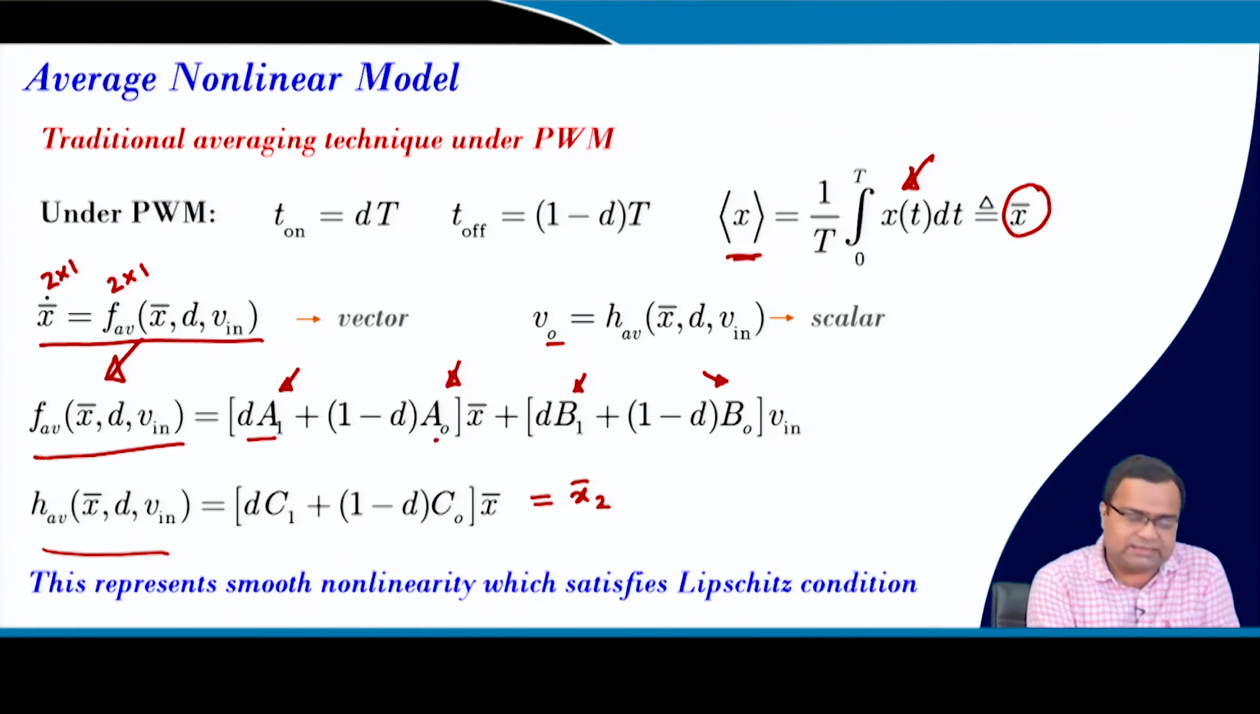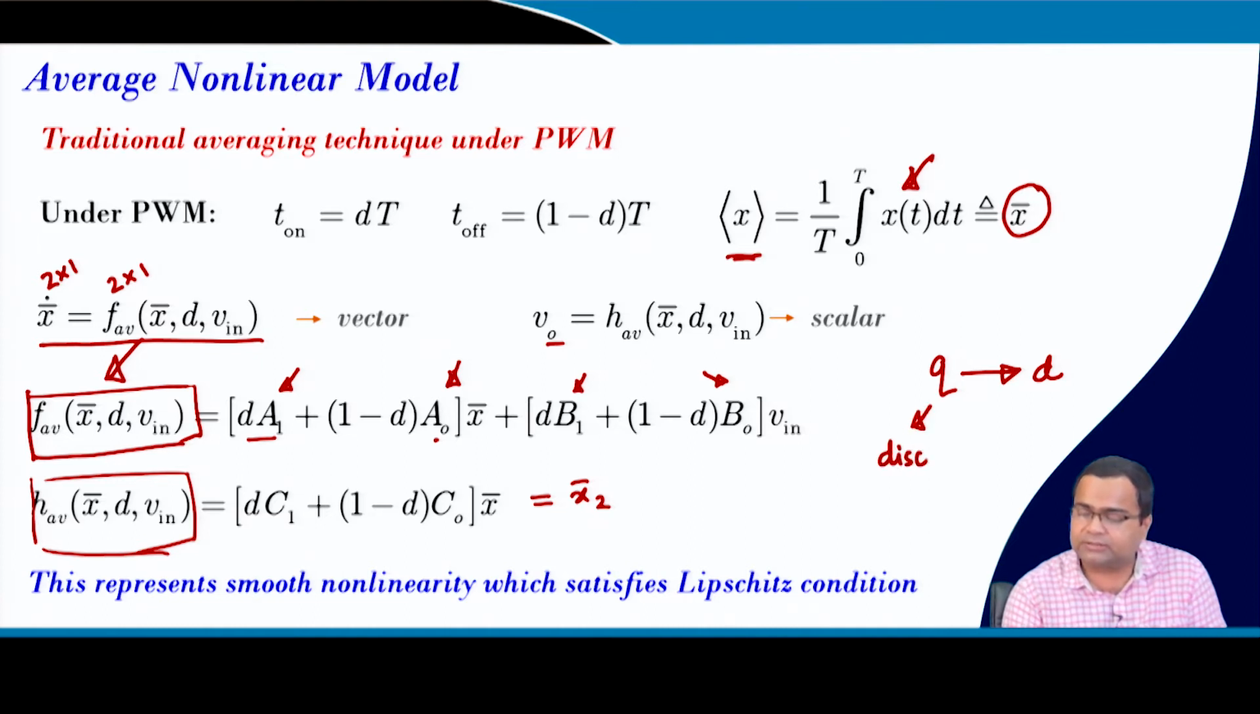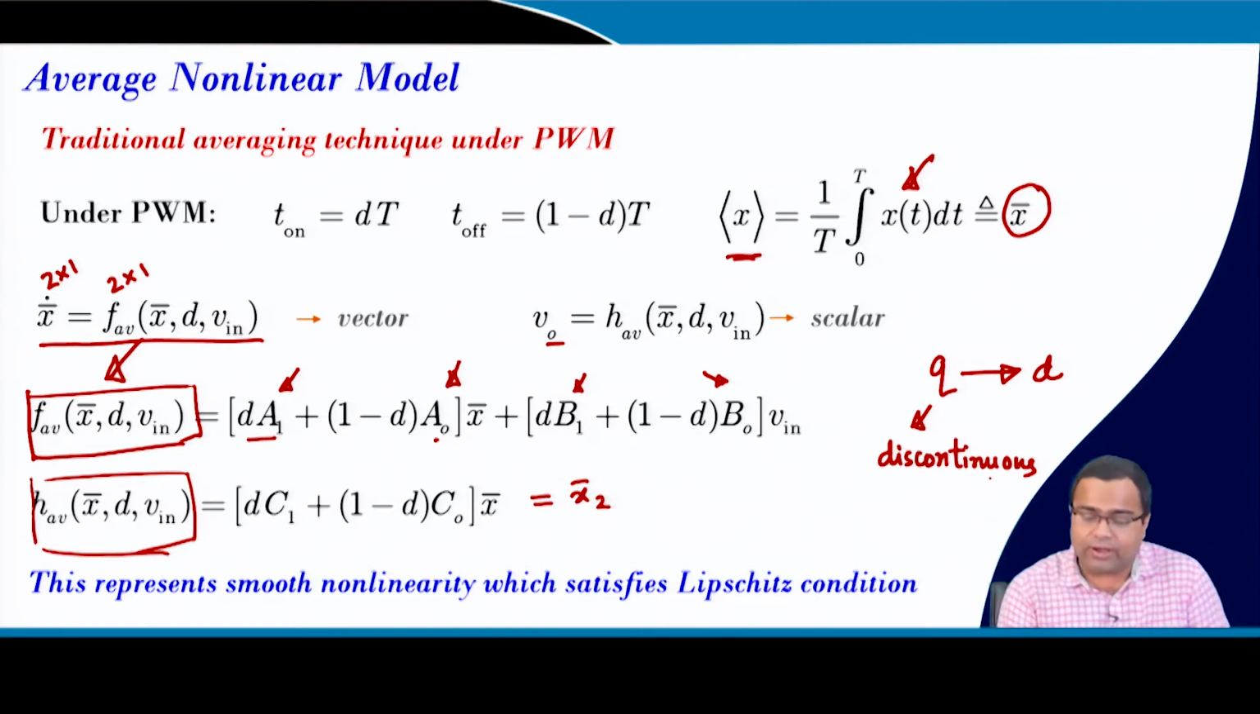Now, if we see this f average, that means this vector function as well as the output scalar function, they are basically smooth functions because we have replaced the actual gate signal q by d. If we see the original switch model, the q was discontinuous because it is switching, either on or off. But when we take the average, this discontinuous function is replaced by a continuous function.